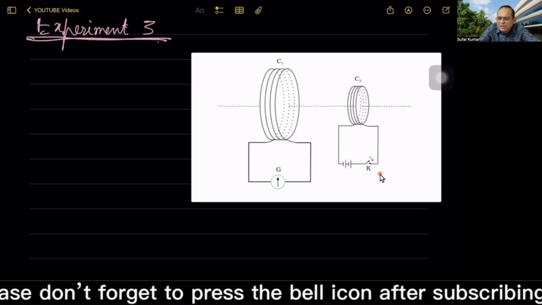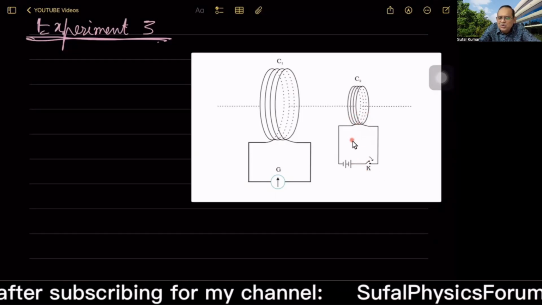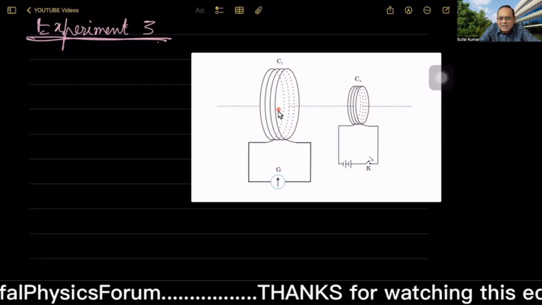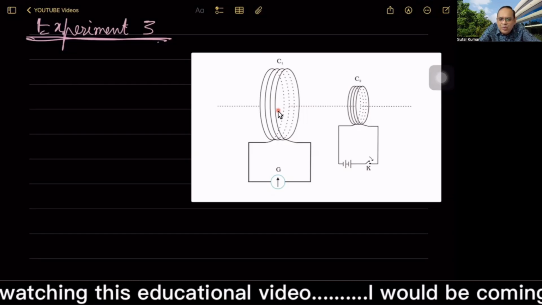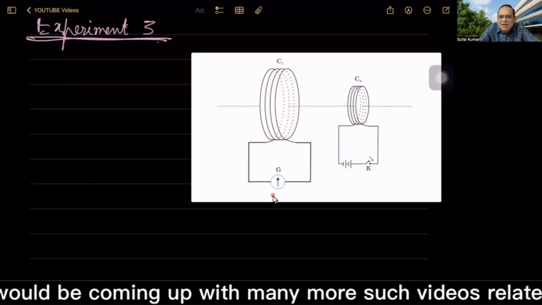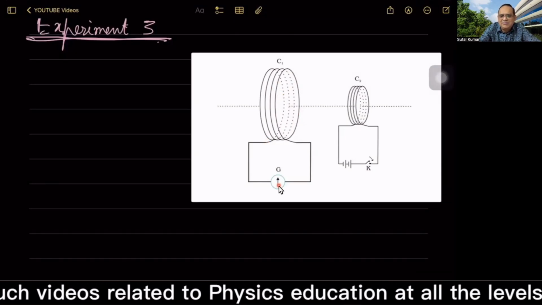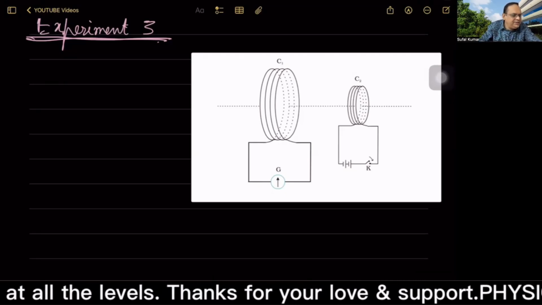And because of which there is no current in C2. That's why there is no change in flux. That means there is no induced current in coil C1. That's why the galvanometer is showing no deflection. That's all. But what do we mention for this?